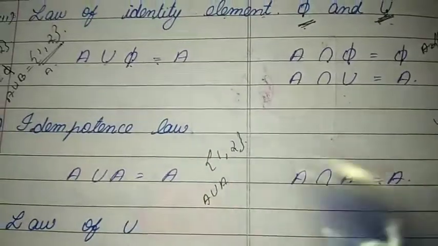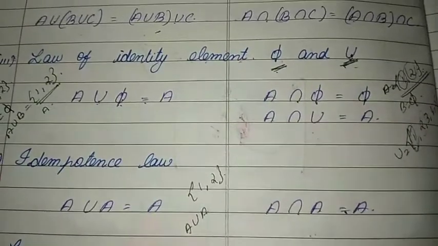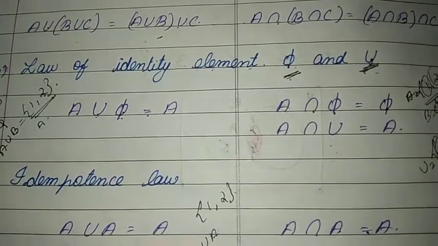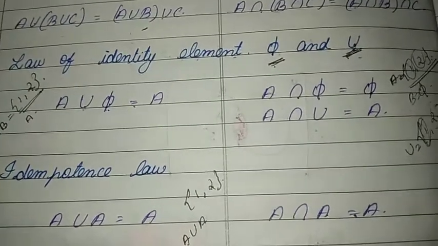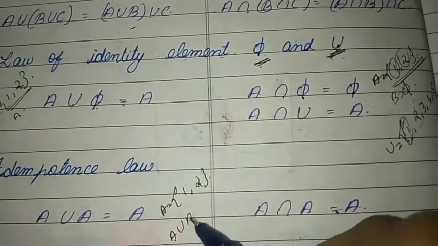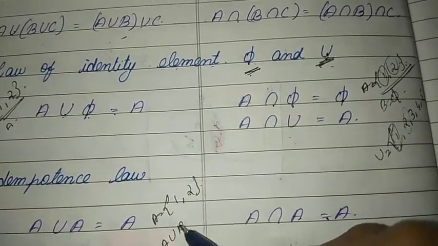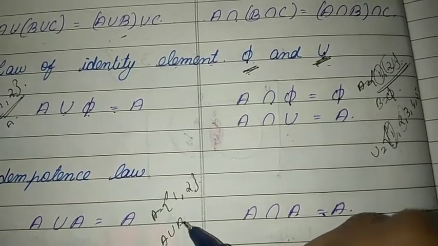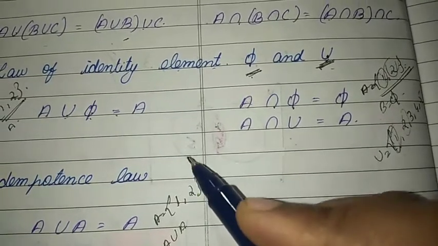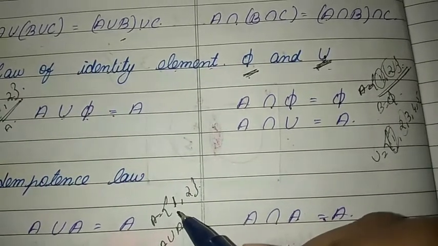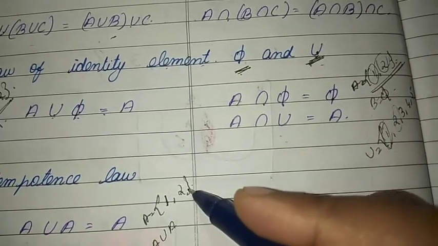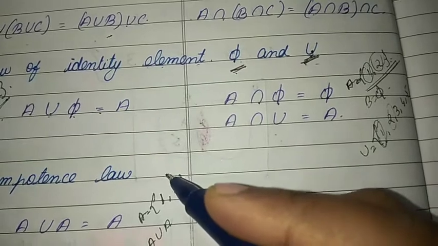Now, idempotence law. Idempotence law means a set with itself. So for union, A union A is equal to A. For example, if I have A is equal to {1, 2} and I want A union A, what will I do? I will take all the elements of A union A, and the elements that are common we will be taking only once. So everything will be taken once only, so I have only 1, 2, and I will get back the same A itself.